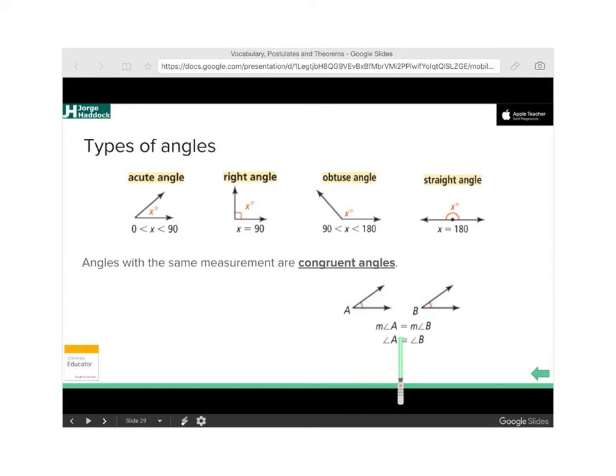When we have the measurement, we use the equal sign. When we are referring to the shape, the figure, we use the congruent sign. As you can see right here, if this angle is smaller than an L, it is acute. If it's an L, it's right. If it's bigger than that L, it's obtuse. And if it's just a line, we are using the straight angle.